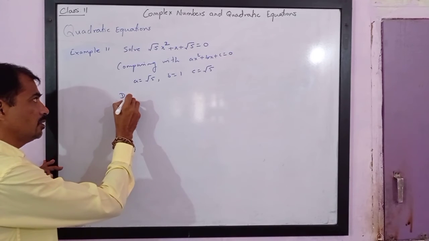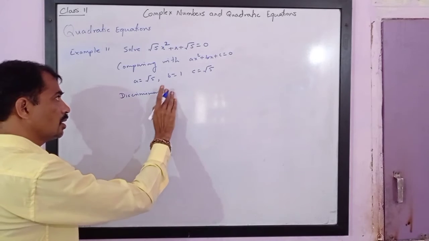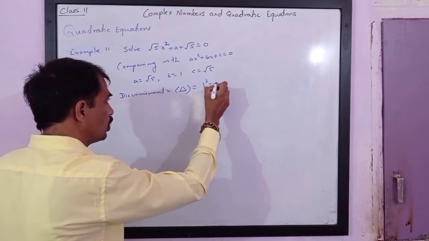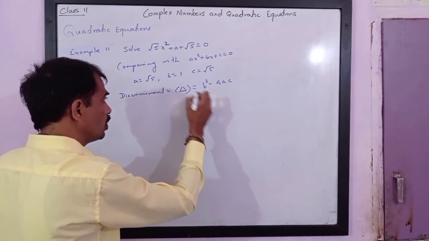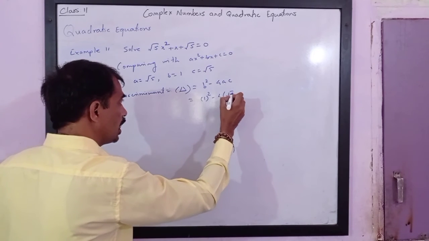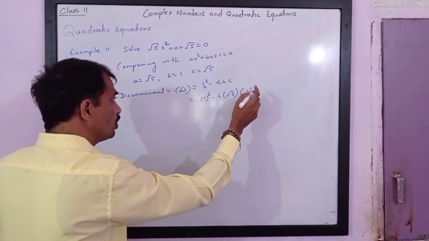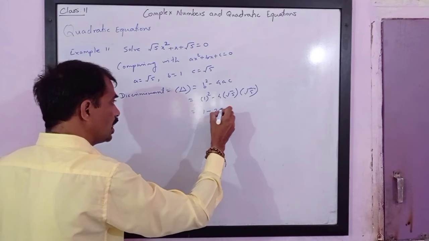So the discriminant, generally represented by capital delta, is equal to b square minus 4ac, which is 1 square minus 4 times 1, a is root 5, c is also root 5. Now root 5 into root 5 is 5, 5 4s are 20, so you will get 1 minus 20, that is equal to negative 19.